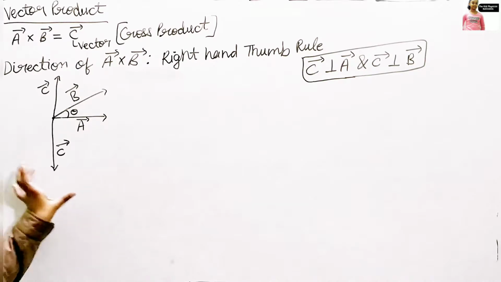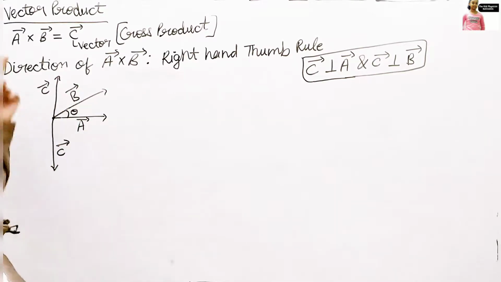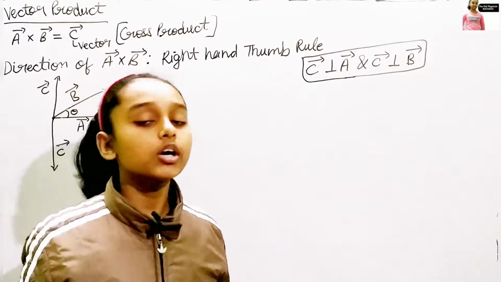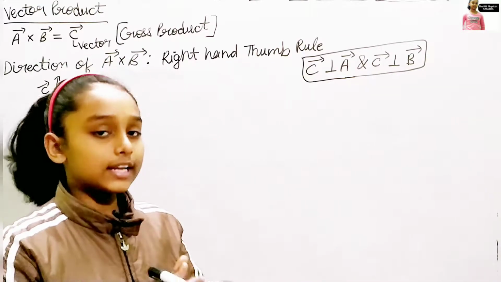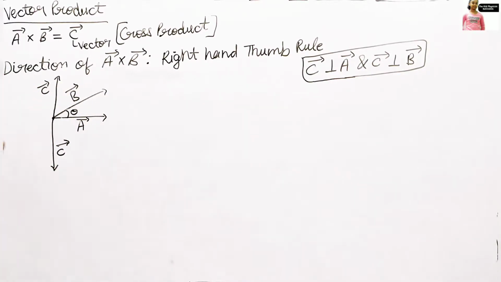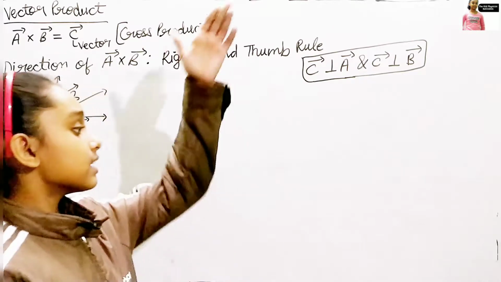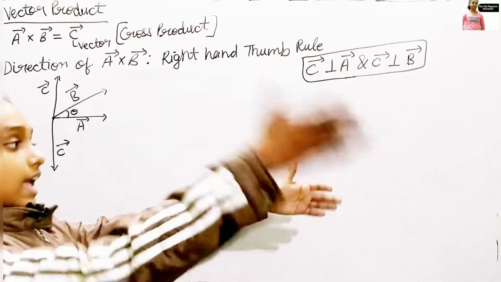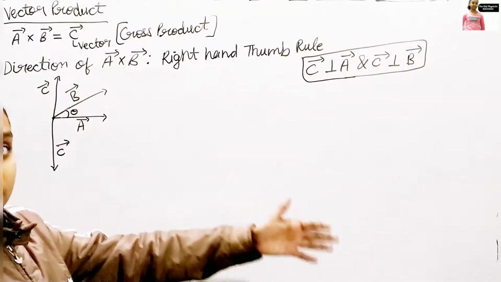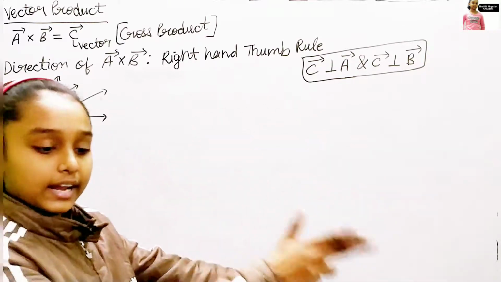To find the actual direction of A cross B, we will use the right hand thumb rule, and I will also show you through the screw rule. Both are easy to understand. First of all, let me show you how it works. Vector B is here, vector A is here, and vector C is going straight. That's why they are perpendicular to each other. So vector C is perpendicular to vector B, and vector C is also perpendicular to vector A.